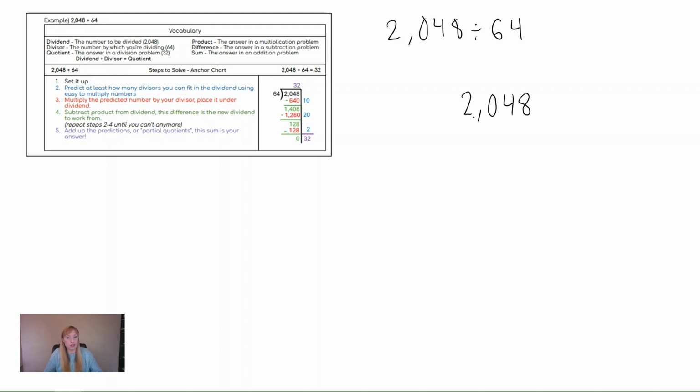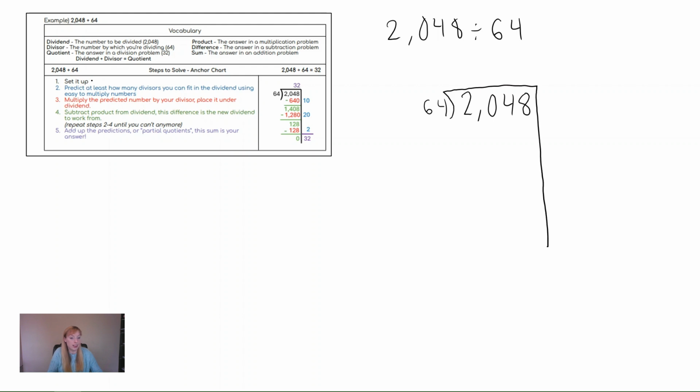Now I'm going to put the partial quotient structure around it. That's a curved line here on the left, straight line across the top, and a long straight line going down. Lastly, to set it up, I'm going to put the divisor on the outside, 64. All right, step 1 is complete.